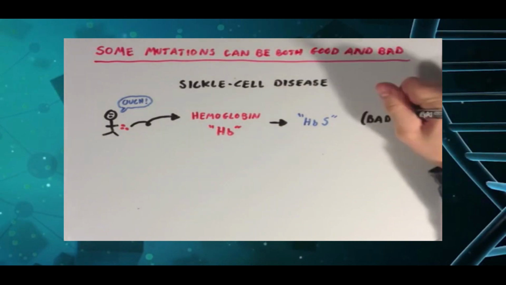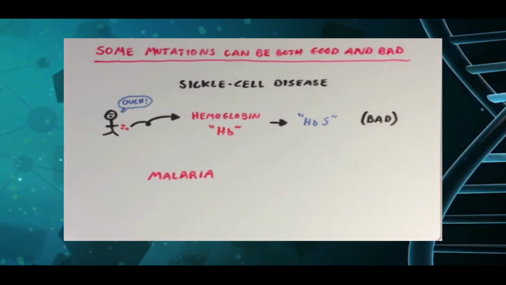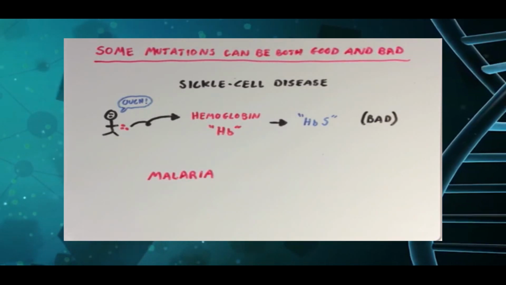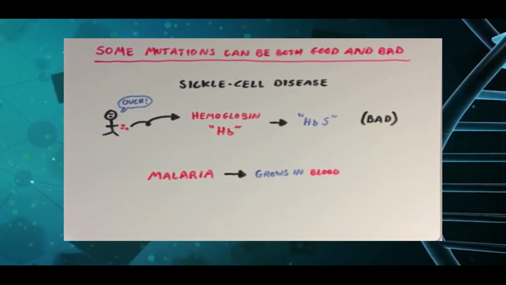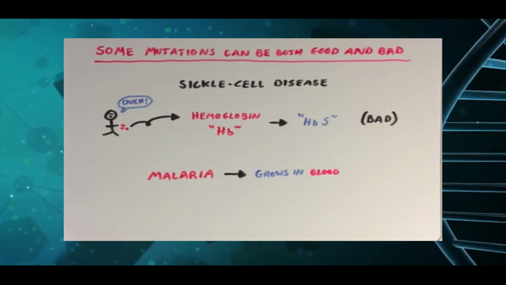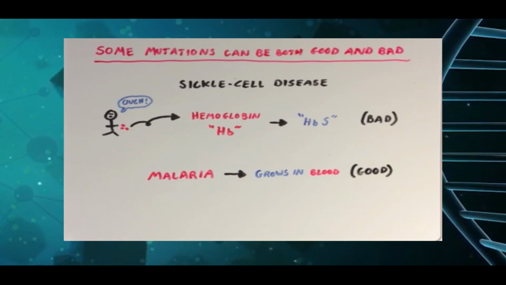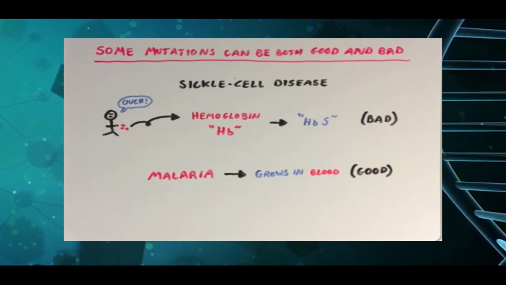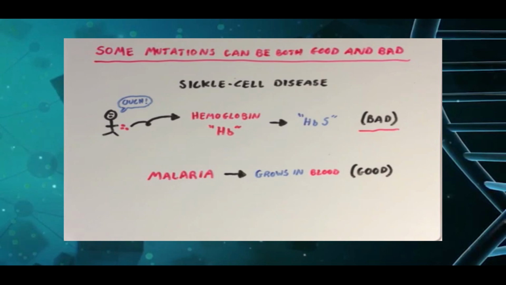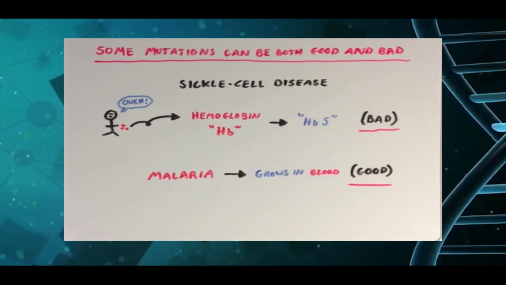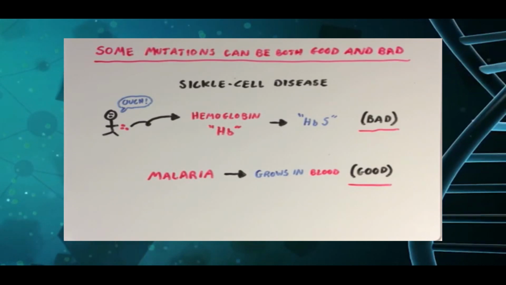But mutations aren't strictly good or strictly bad. In fact, there are some mutations that can cause some favorable and some disadvantageous effects. Sickle cell disease results from a mutation in a protein called hemoglobin that you'd find in red blood cells. This mutation turns hemoglobin into a much less functional form, which we'll call HbS. It's much less efficient at moving oxygen around the human body. Another effect of sickle cell disease is it makes the diseased person less susceptible to malaria.